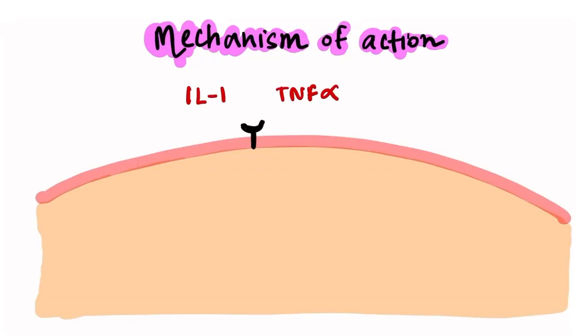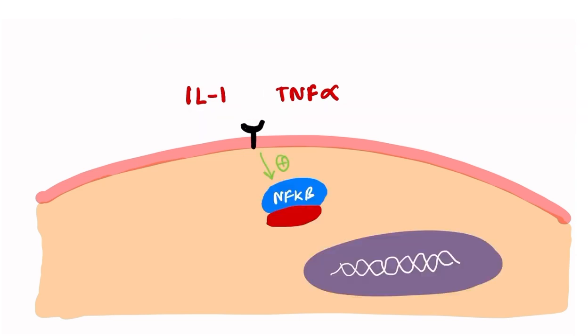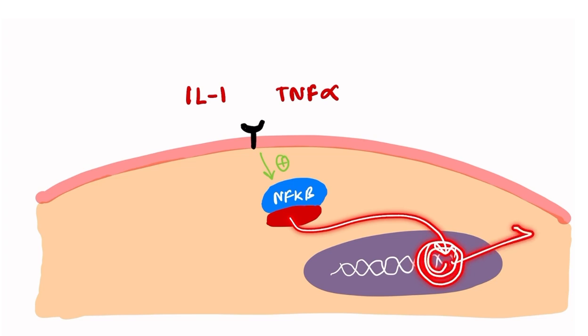Now, let us see the mechanism of action of prednisolone. There are these inflammatory mediators called interleukin-1 and TNF-alpha. They act on their receptor and stimulate nuclear factor kappa B. And then this NF-κB gets incorporated in the DNA inside the nucleus and expresses the gene for cytokine release.